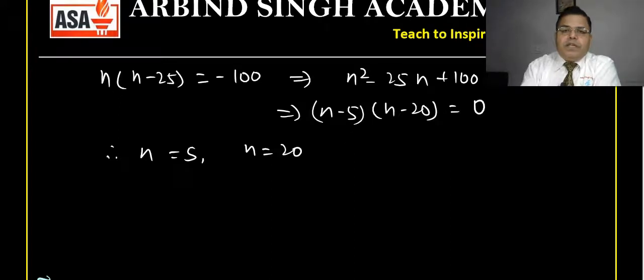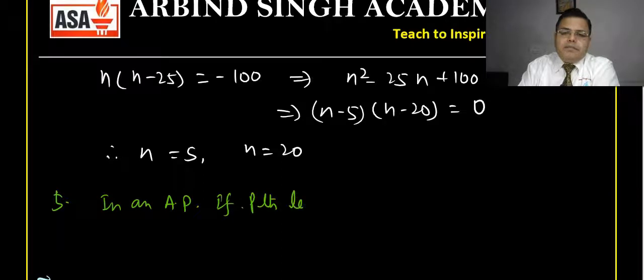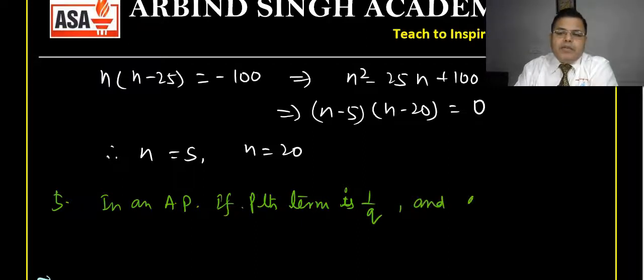Right. Next is question number 5. Question number 5 is given that in an AP, if the pth term is 1 by q, and the qth term is 1 by p.